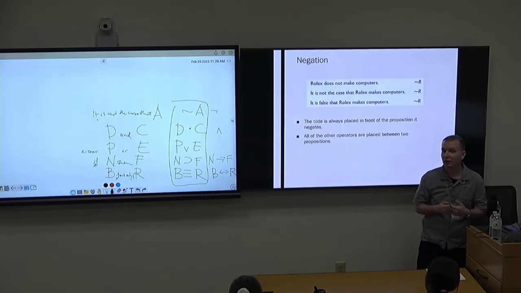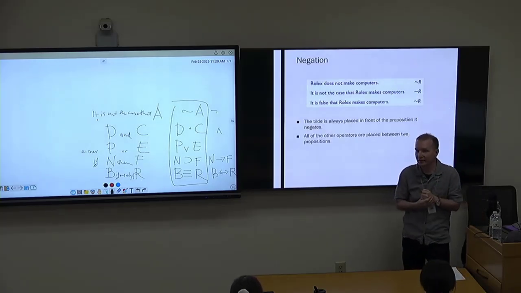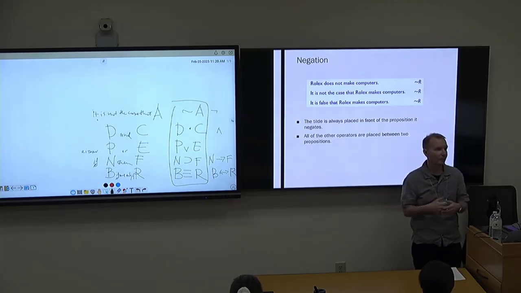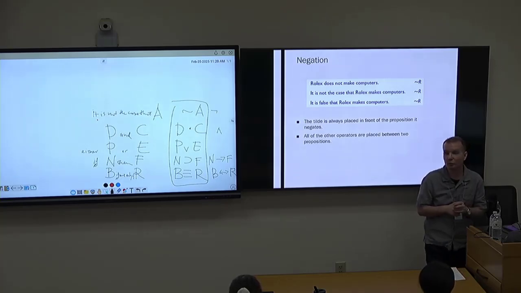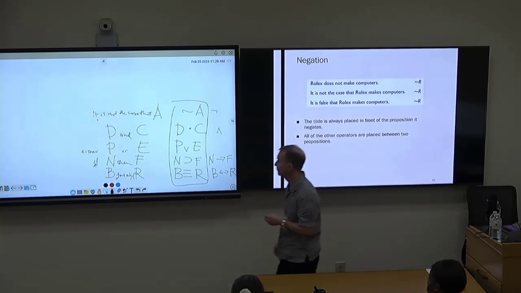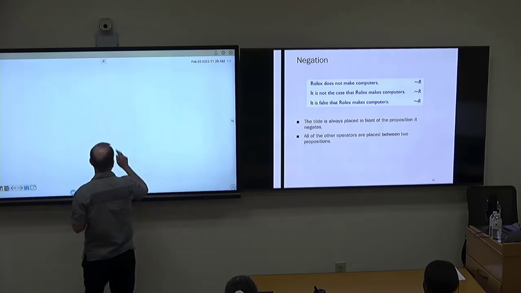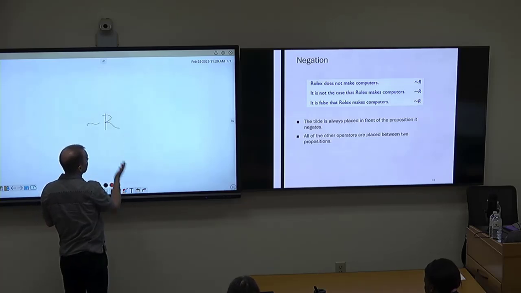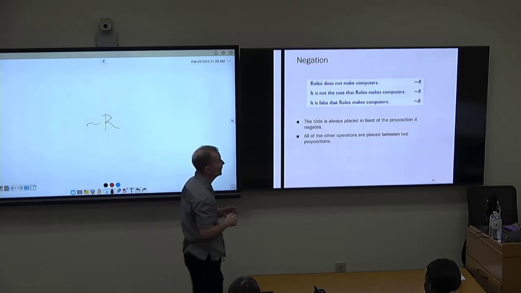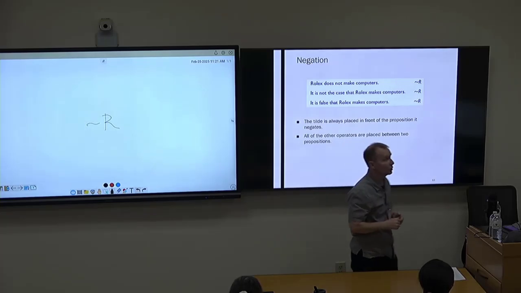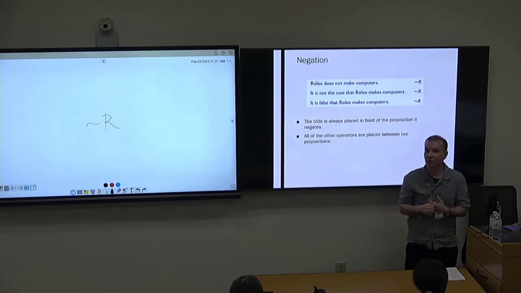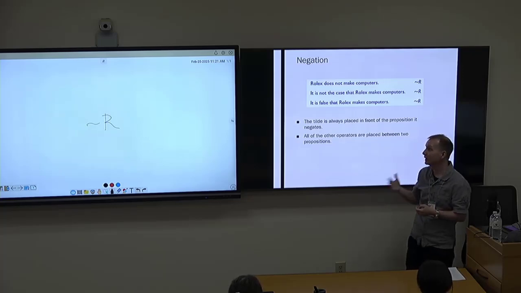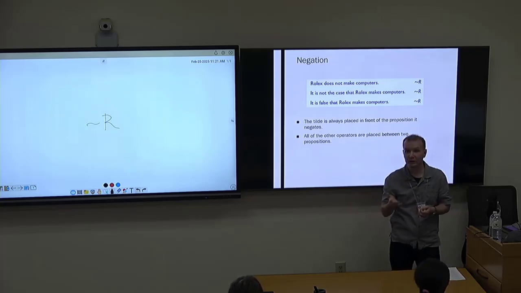Let's start with negation. There are many different ways to say it in language, so when you translate, you should be aware of them. For example, you can say Rolex does not make computers. So if R is "Rolex makes computers," adding negation means it's not the case. Rolex does not make computers. You can also say it is not the case that Rolex makes computers. And you can say it is false that Rolex makes computers, which again would all be expressed with the tilde.